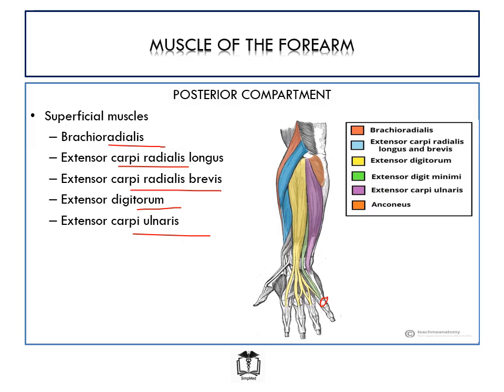It is originating just directly below the brachioradialis muscle. It inserts at the base of the second metacarpal bone and it is innervated by the radial nerve and performs the action of extension of the hand and abduction of the hand.